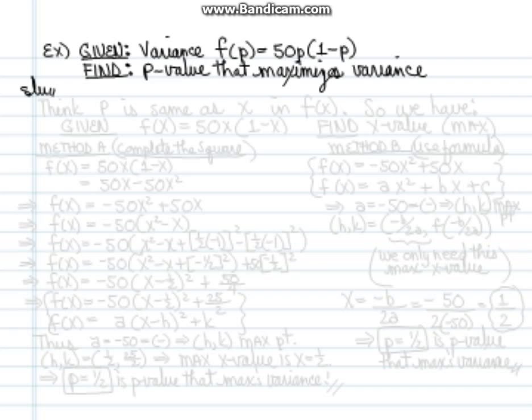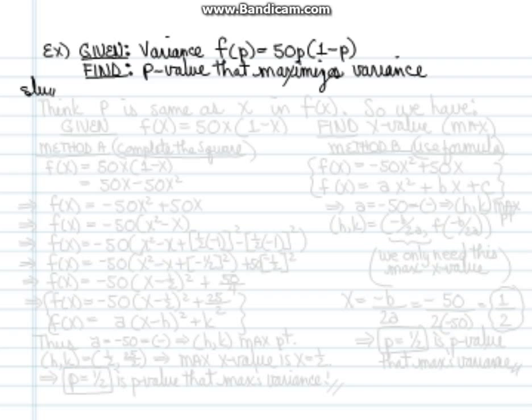This problem gave us a lot of words, but it all boiled down to this. Given something called the variance, which is a function of p, f of p equals 50 times p times parenthesis 1 minus p, that was given to us, that equation. Find the p value which maximizes this variance. Well, look at the solution.